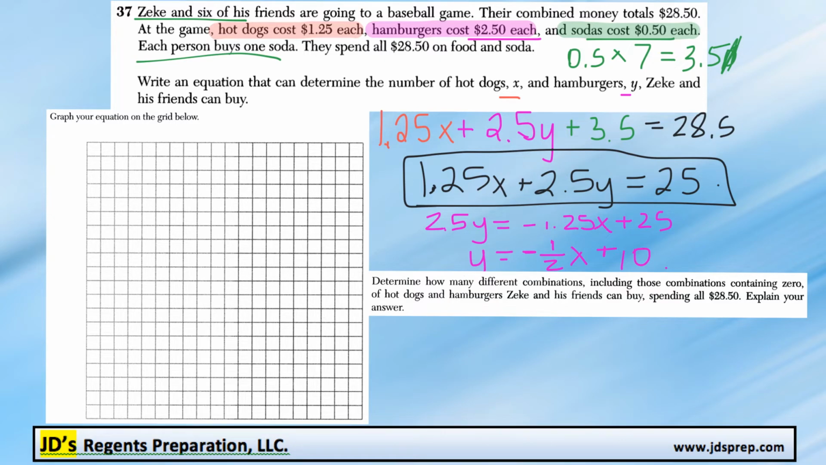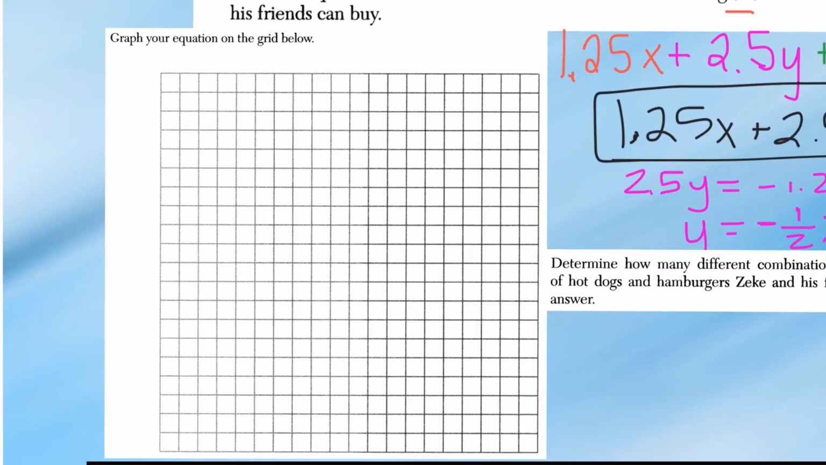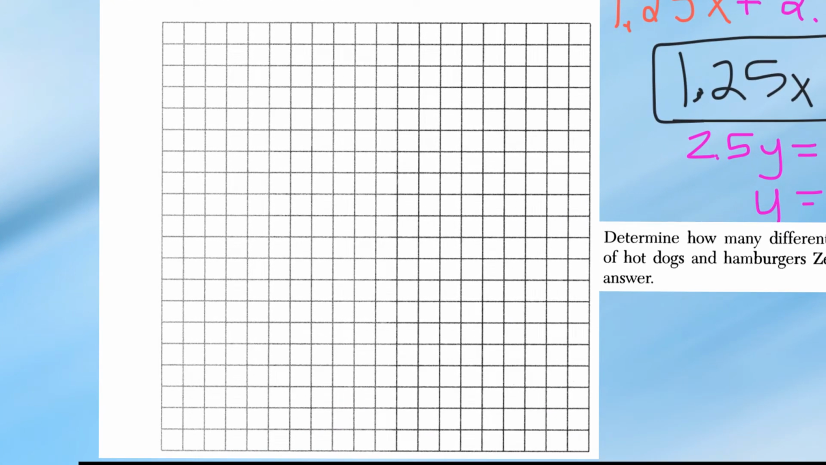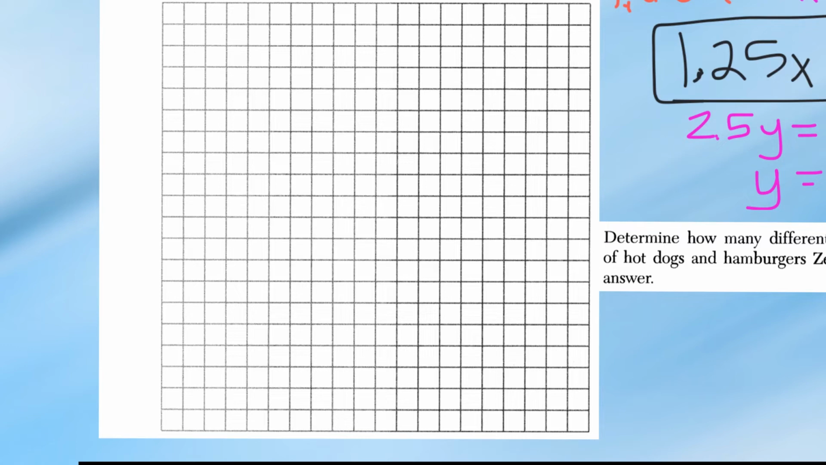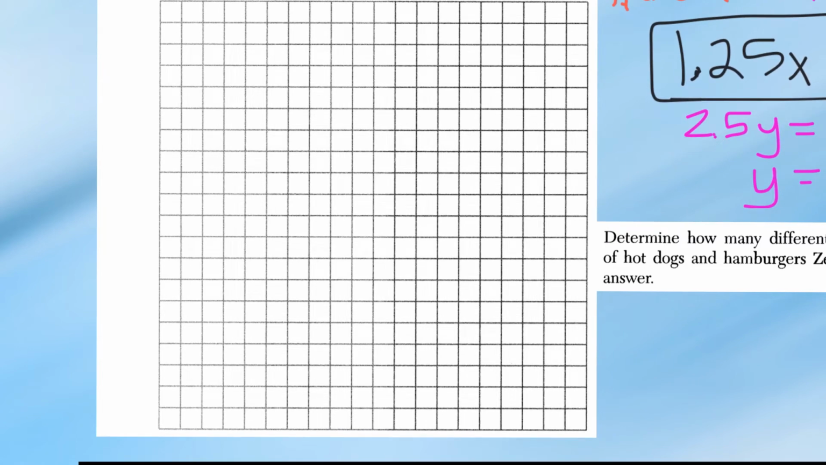So let's go ahead and zoom in here. Figure we might as well start by labeling our axes. So along the bottom, we'll have the number of hot dogs. And along the y-axis, we'll show the number of hamburgers. Okay. So our maximum y-intercept is 10. So 2, 4, 6, 8, 10. That's right here.